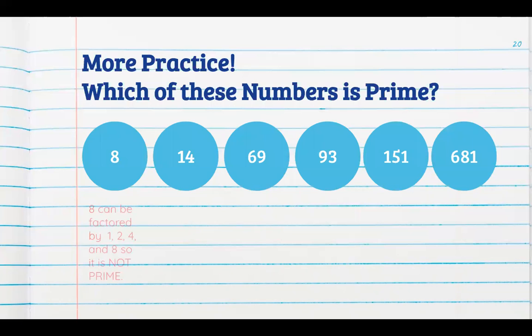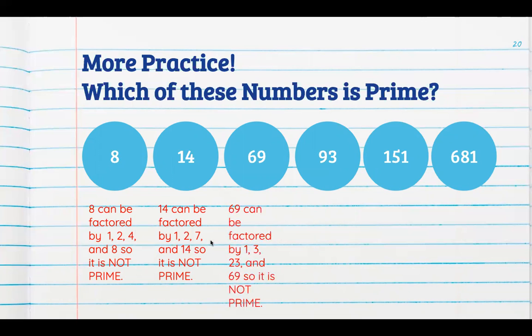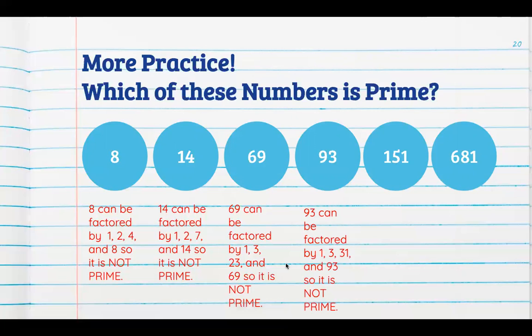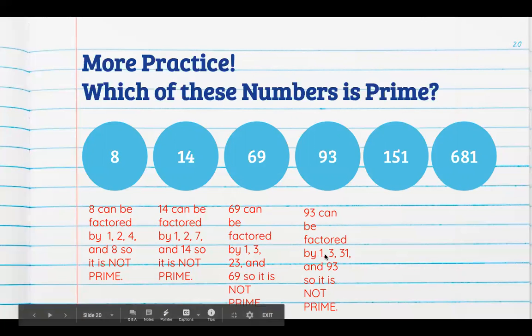All right, 8 is not prime because it can be factored by 1, 2, 4, and 8. 14 is not prime either because it can be factored by 1, 2, 7, and 14. 61 is also not prime because it can be factored by 1, 3, 23, and 69. 93 is also not prime because it can be factored by 1, 3, 31, and 93.